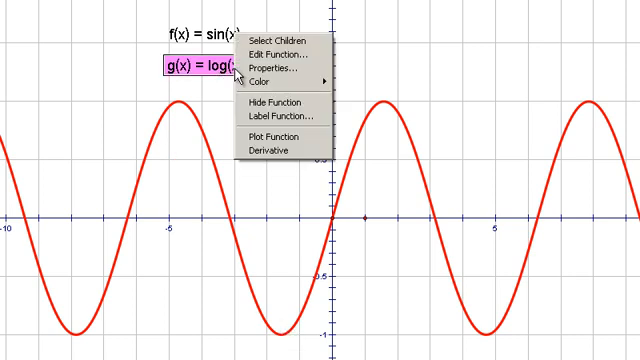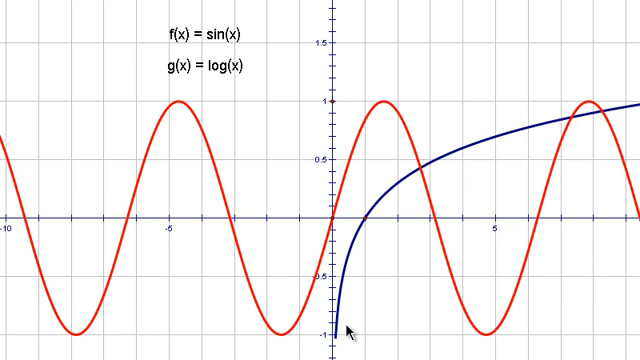Here's the log function, and of course the log function has the domain all positive real numbers, and you can see that it's asymptotic with respect to the y-axis, and it has the range all real numbers. Now, what is going to happen if I compose these two together?